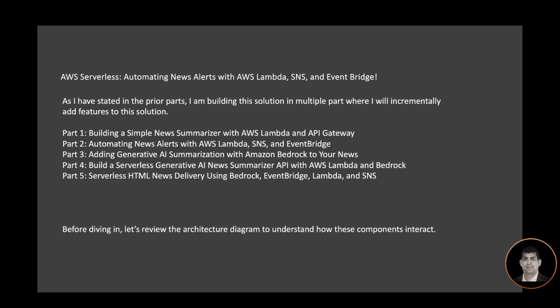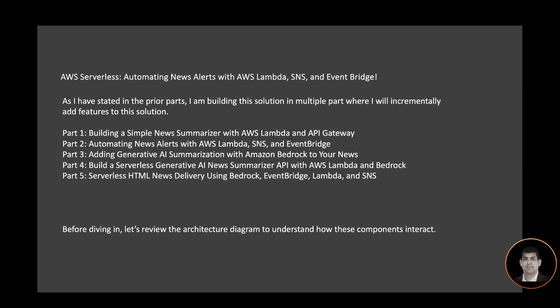As I have stated in the prior parts, I am building this solution in multiple parts where I will incrementally add features to this solution. Part 1 was about building a simple news summarizer with AWS Lambda and API Gateway. Part 2, which is the current video, is about automating this news alert with AWS Lambda, SNS and EventBridge.